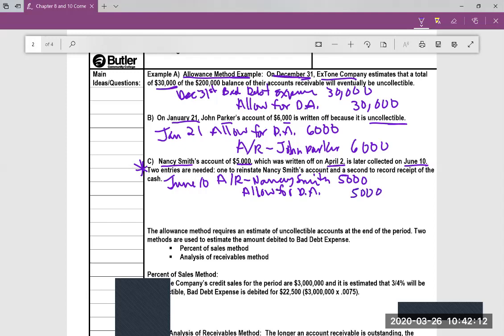Then we're going to record the payment on June 10th. We got cash in of $5,000, and then we're going to go ahead and credit AR Nancy Smith to clear out her receivable for good. Okay, so those are the two methods.